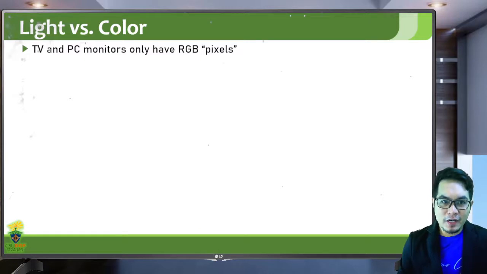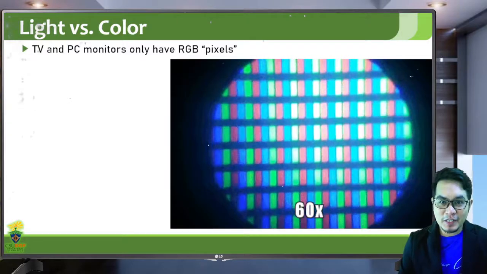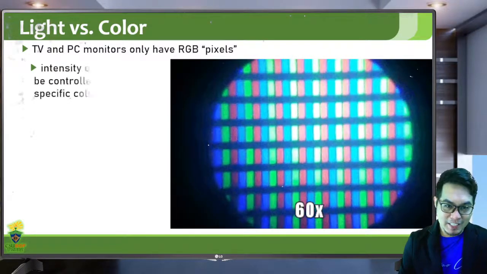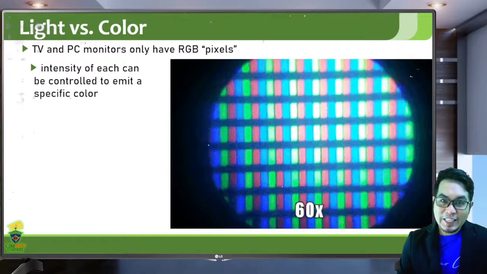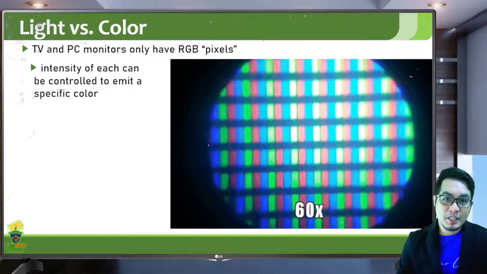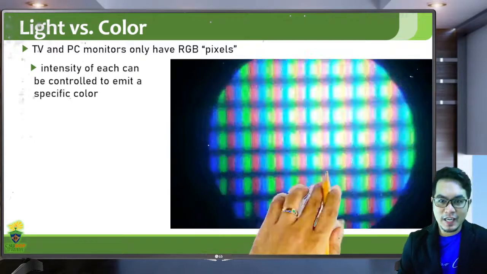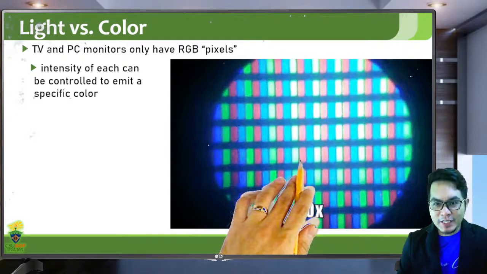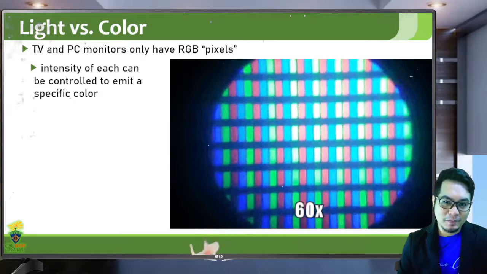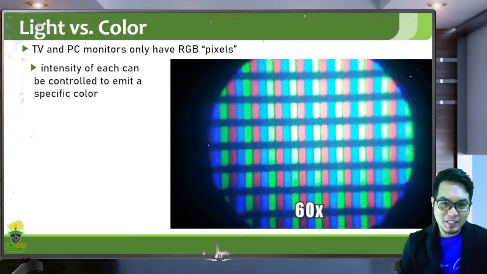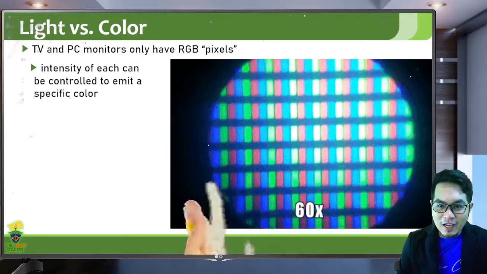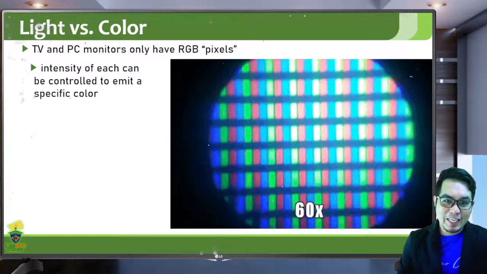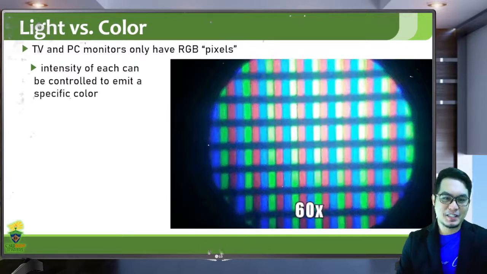As I've said earlier, TVs and PC monitors or any display monitors use the RGB technology. So they only actually have RGB pixels, and the intensity of each of these pixels can be controlled to emit a specific color that is perceived by our eyes. So this is a display screen magnified 60 times so that you can see the pixels. It's actually just a pattern of red, green, and blue pixels.